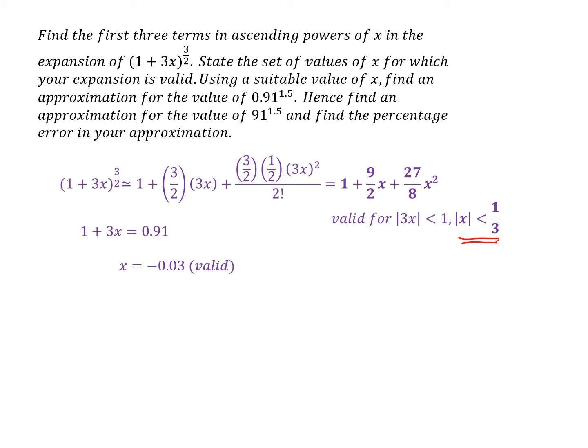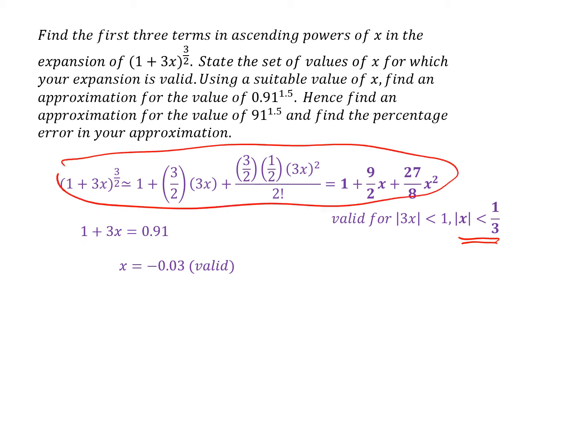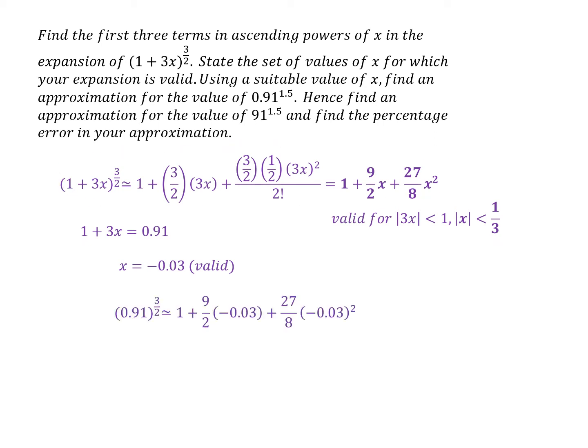When we substitute that value of x into this expression, we get 0.91 to the power 3 over 2 is approximately equal to this. And when we evaluate that, we get this, which is our approximation to 0.91 to the power 3 over 2.